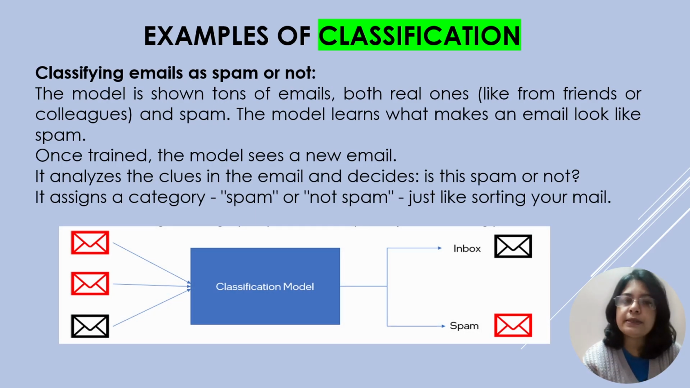Another example is to detect the category of email which is coming in the inbox, whether it's spam or not spam. If it is spam, it will be redirected to the spam folder. So again, we are classifying. It is getting the category as spam or just a normal email. This is another example of classification.